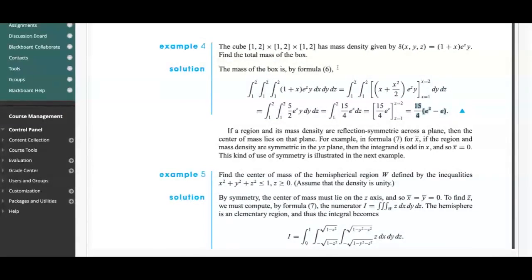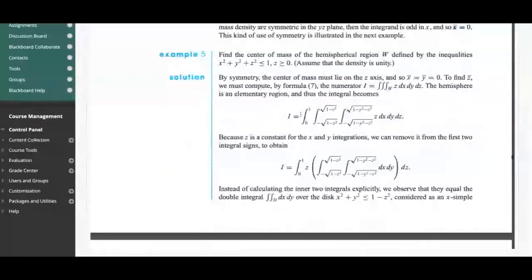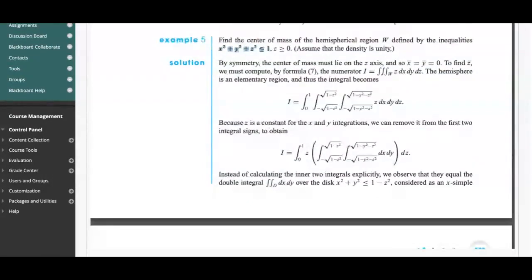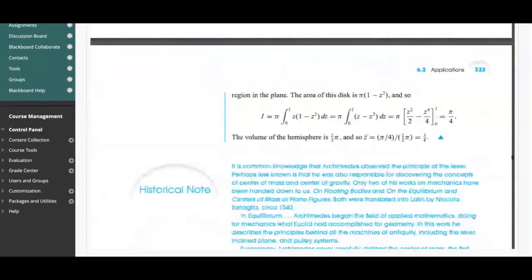Then we just find x bar in a similar way. So in this case, x bar equals 0. Well, you can check this. Then y bar, then z bar. Let's see this one. Find the center of mass of the hemispherical region W defined by the inequalities. So the unit sphere, every point in the unit sphere. All right, just applying the formula. This one is a little bit complicated.